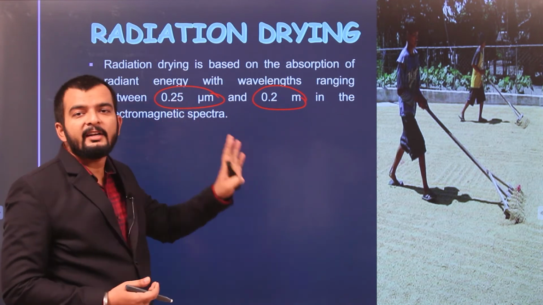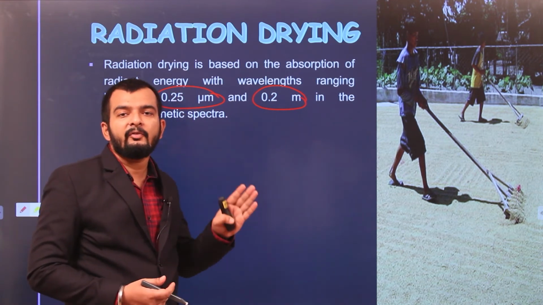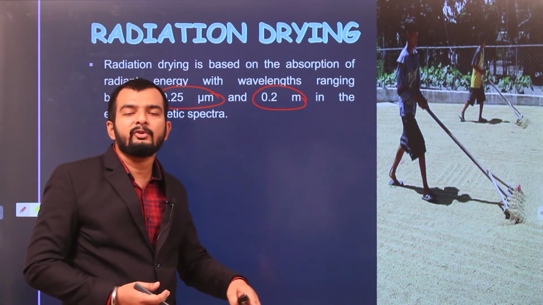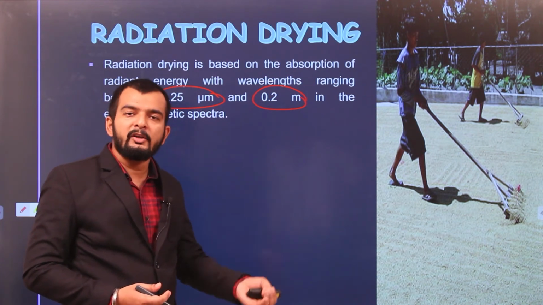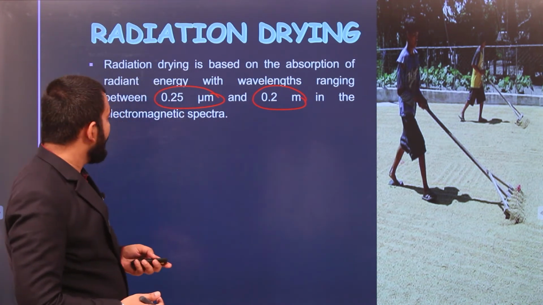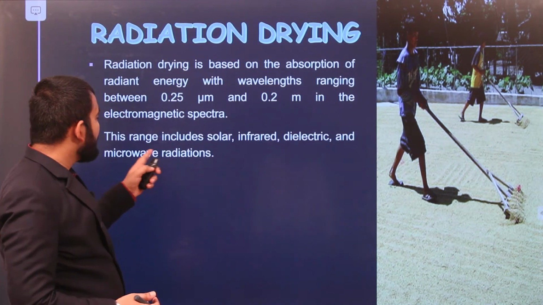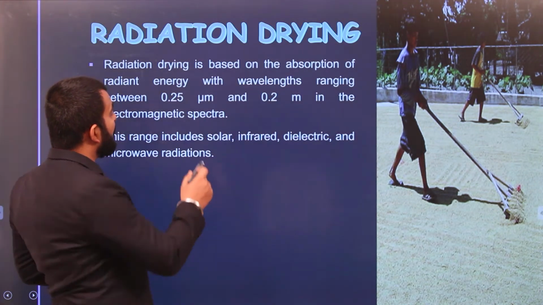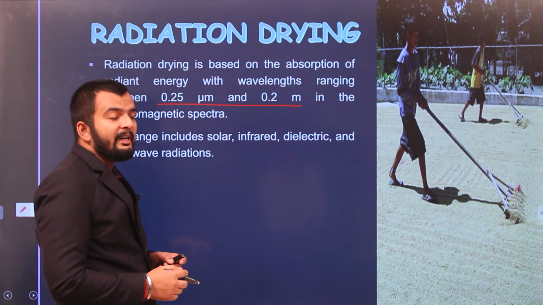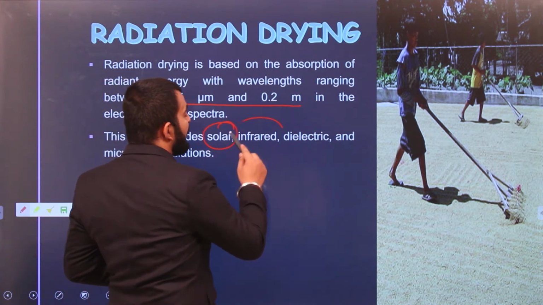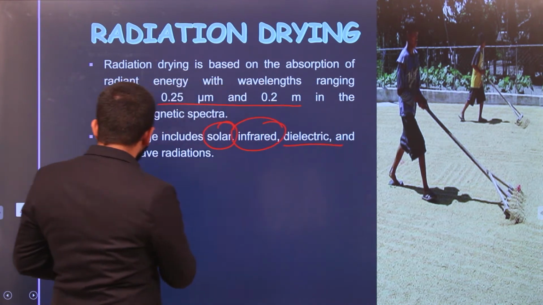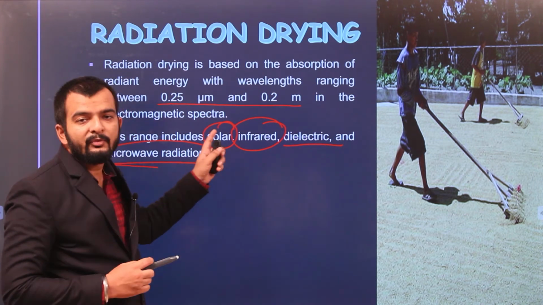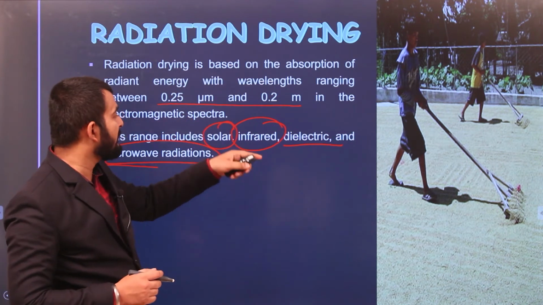So radiation drying is based on electromagnetic radiation. When it falls on the surface, it heats the surface, or when it penetrates through the surface, it heats the water molecules which come in contact with it. This range from 0.25 micrometer to 0.2 meter includes solar radiation, infrared radiation, dielectric and microwave radiations. All these types of radiation are included within this range.